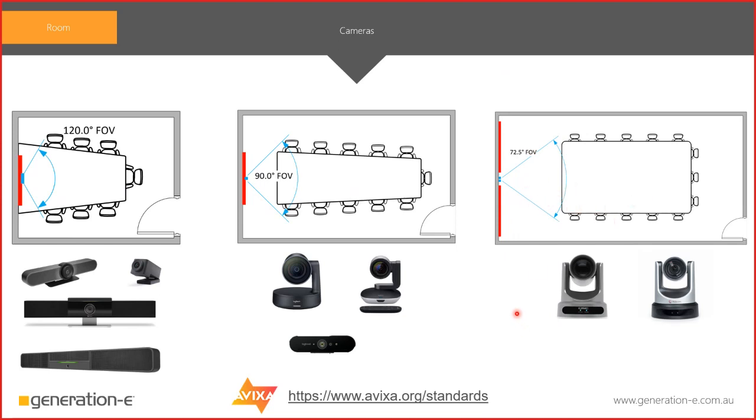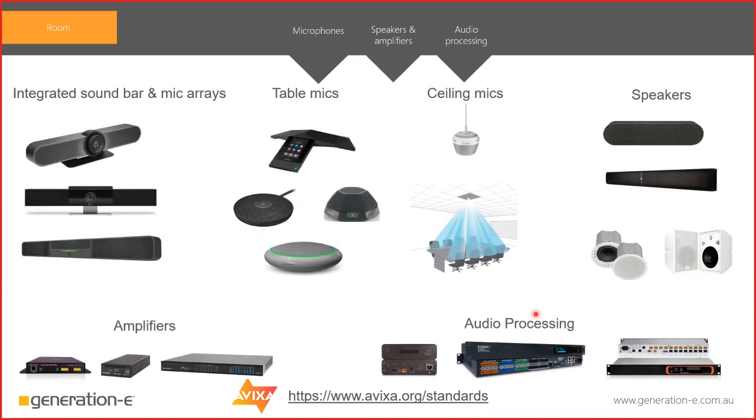So the basic way of assessing which ones are right is just looking at the floor plan view like this, and we can mark up the floor plan with that angle and make sure that the camera view is actually going to get all your participants in.